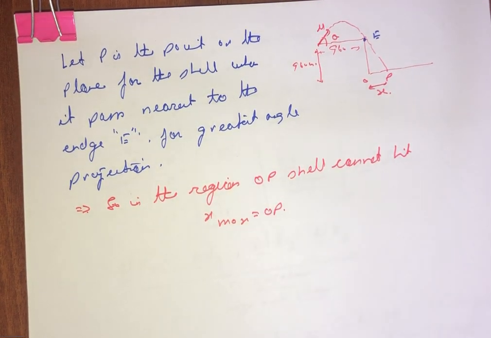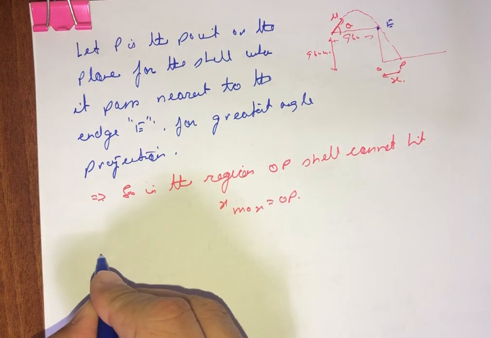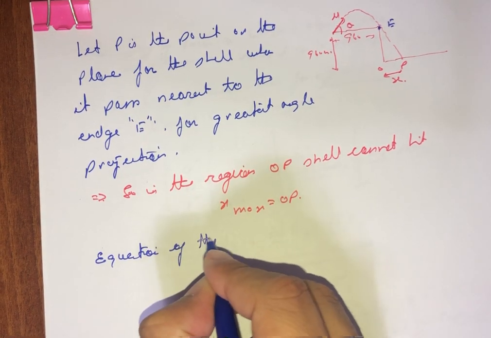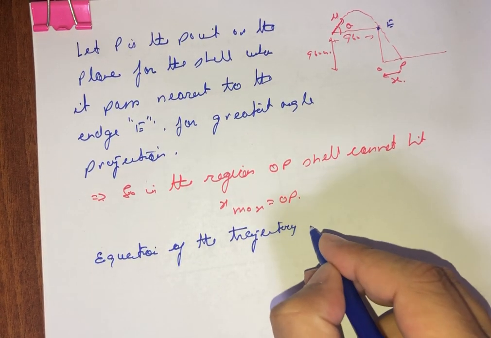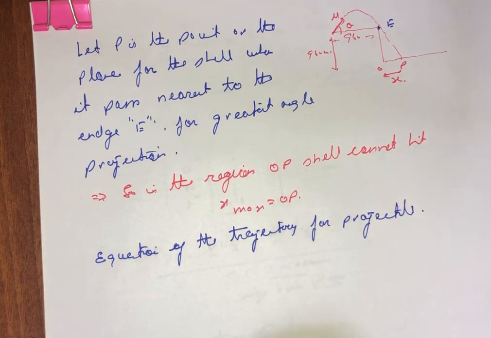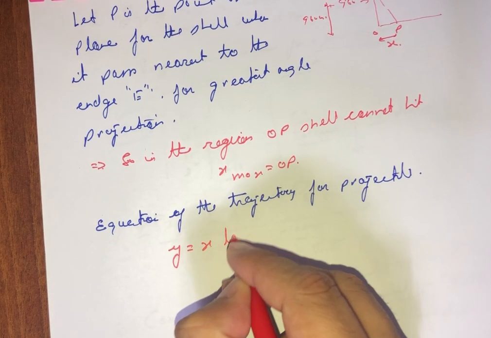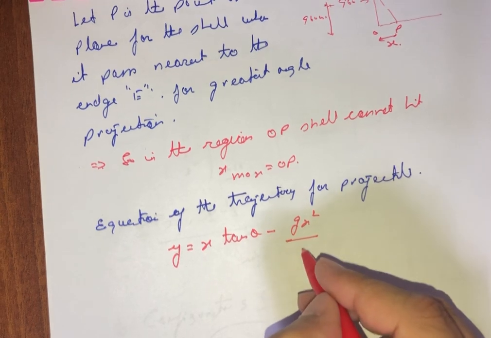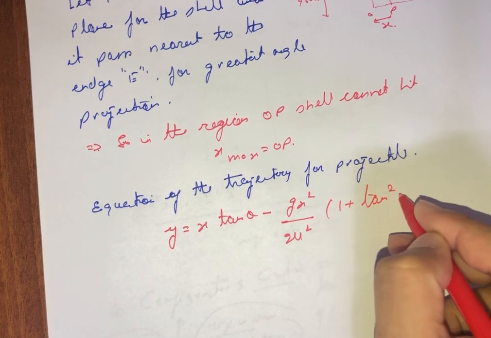So in this case, in order to further solve it, we are going to use the equation of the trajectory for the projectile. As per the equation of the trajectory for projectile, it is given as y is equal to x tan theta minus g x square divided by 2u square into 1 plus tan square theta.